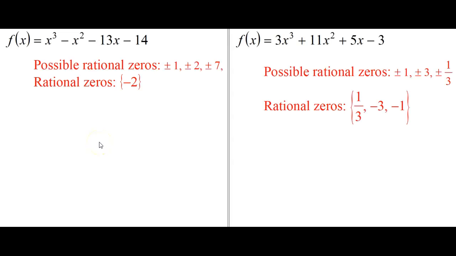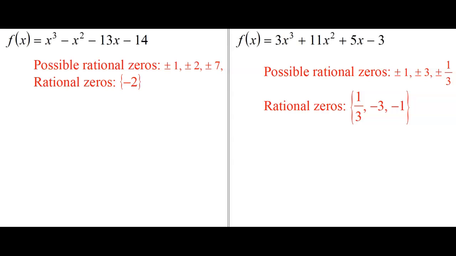And here are the answers to these. Now, the first one's pretty straightforward. You just have these possible roots of positive and negative 1, positive and negative 2, positive and negative 7, and the only one that's a rational root is -2. None of the other ones give you 0 when you plug it in. This one over here, though, you have quite a few rational zeros. But let's talk about how to get those possibilities, because that one might have thrown you a little bit.